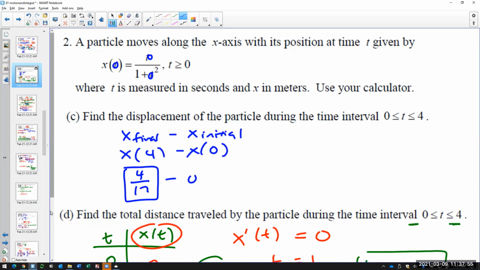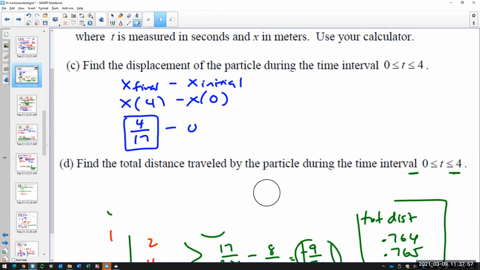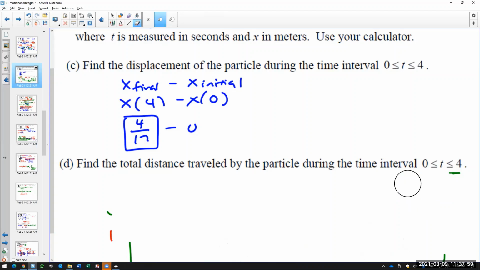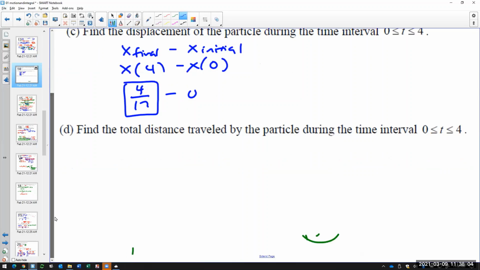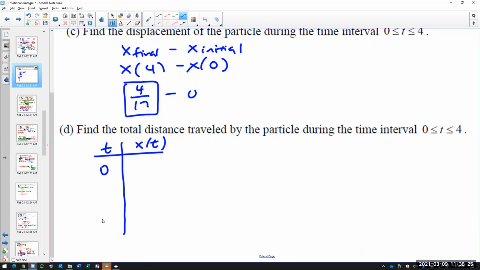All right, total distance. Now with total distance, we have 2 choices. We can do a candidates test, or we can plug into the velocity formula that we have. So let me go ahead and do a candidates test first, because I'm pretty comfortable with it, and then I'm going to plug into the velocity formula, and I'll just see if I get the same thing, okay? For total distance, you're going to do a candidates test with t and x of t. First, you're going to put in the endpoints. What are my endpoints here? All right, so put them in, 0 and 4.